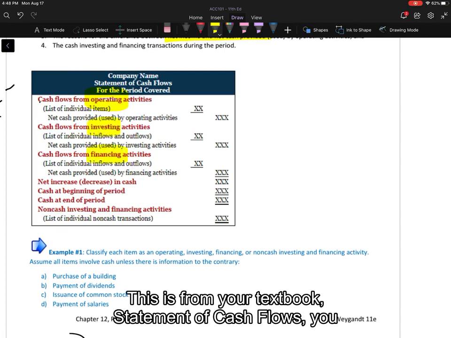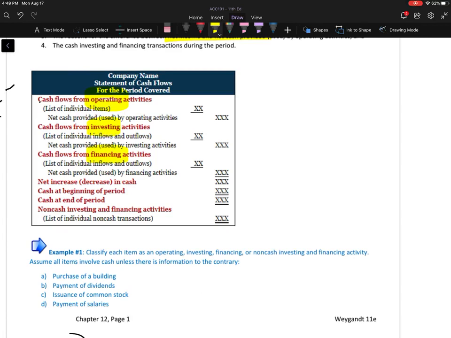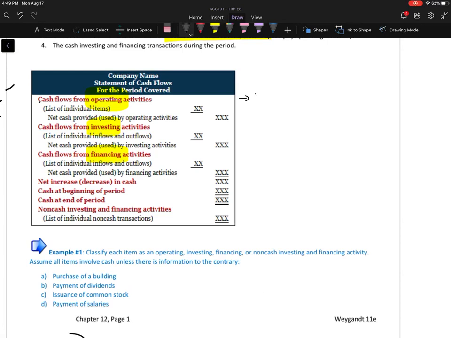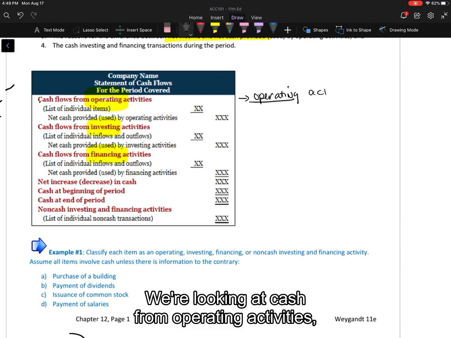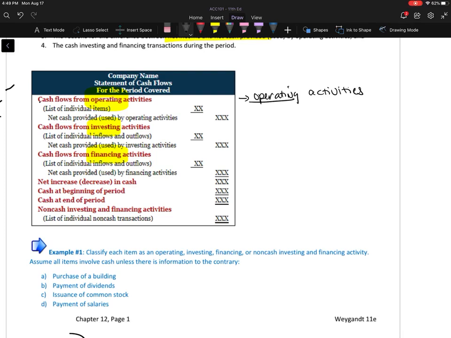I'm going to show you the diagram from your textbook, the statement of cash flows, and you can see it's separated into three categories: operating, investing, and financing. So we're looking at cash from operating activities, investing activities, and financing activities.